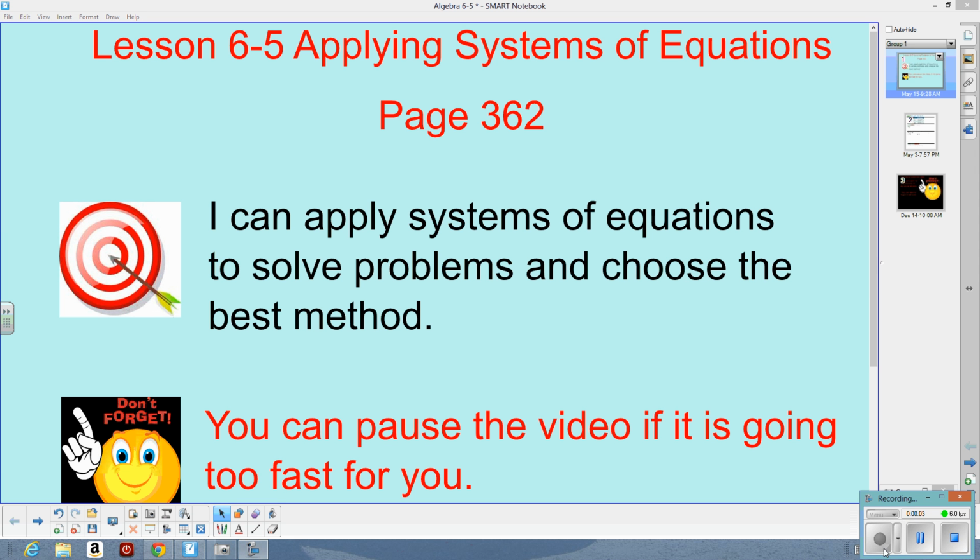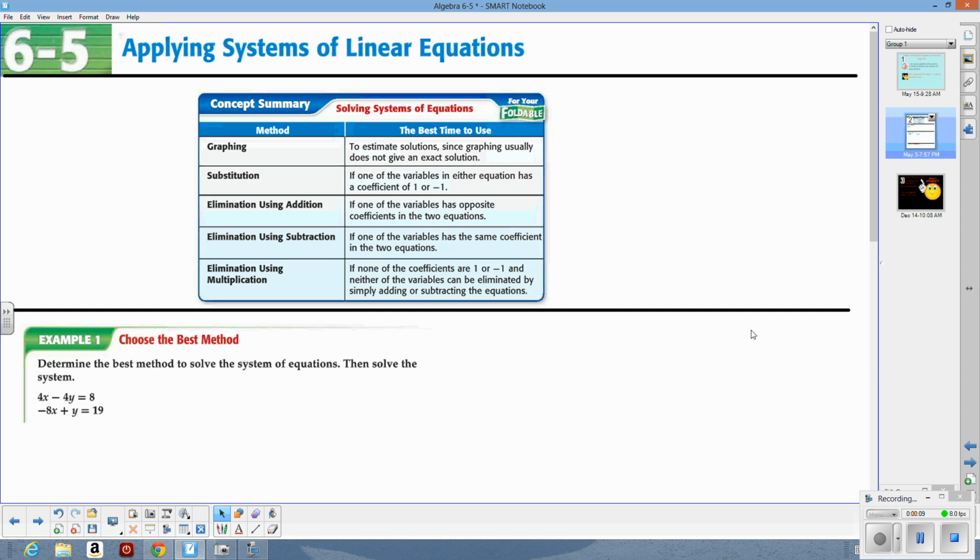In Lesson 6.5, you will apply systems of equations to solve problems and choose the best method for solving a system of equations. So far, we've learned the following methods. Graphing is best when you just need an estimate, because by graphing, you don't always find the exact solution, at least not without using graphing technology.